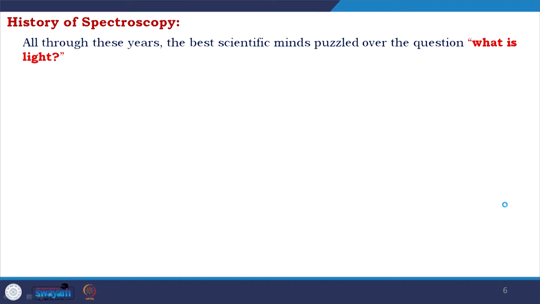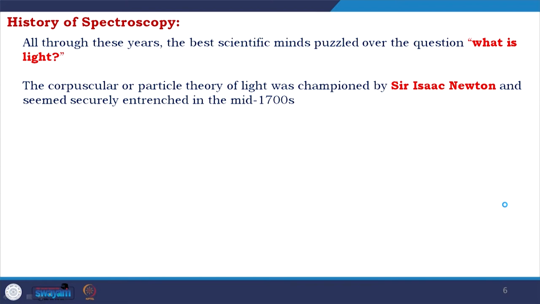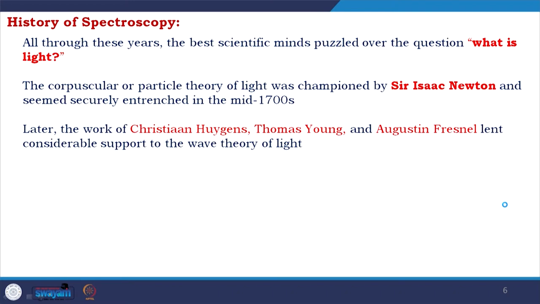All through these years, the best scientific minds puzzled over the question, what is light? The corpuscular or particle theory of light was championed by Sir Isaac Newton and seemed securely entrenched in the mid-1700s. Later, the work of Christiaan Huygens, Thomas Young and Augustin Fresnel lent considerable support to the wave theory of light. So, there was a classical theory, as we know, mainly contributed by Sir Isaac Newton, whereas the wave theory of light was also coming.